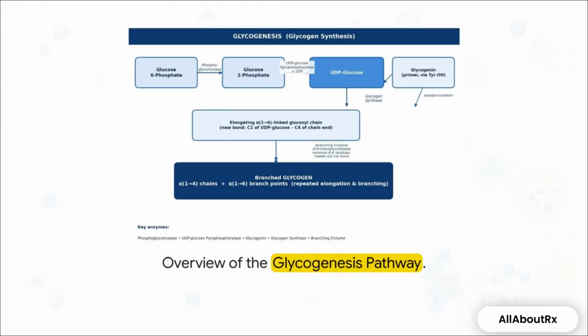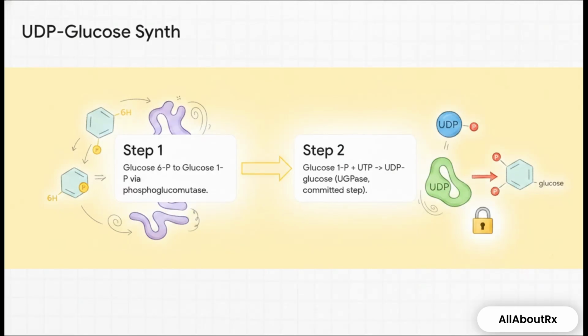When mapping out this entire transformation, starting with glucose 6-phosphate and ultimately ending up with a highly branched glycogen structure, it's really just a beautiful, logical progression. It's a step-by-step journey from preparation right through to activation, elongation, and finally, branching. Let's zoom in on those first couple of steps.